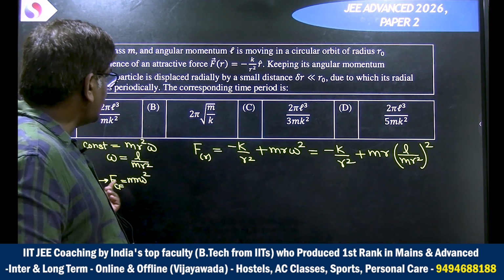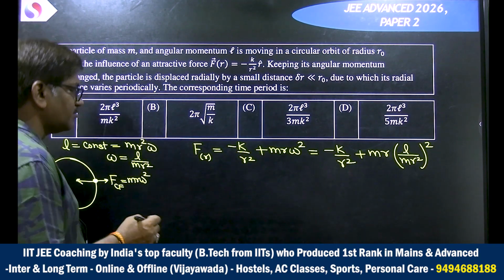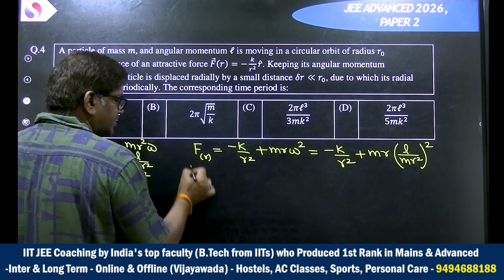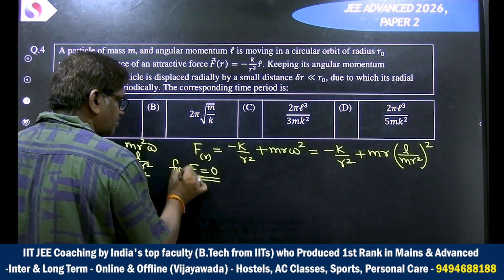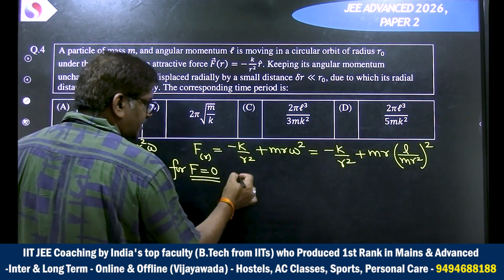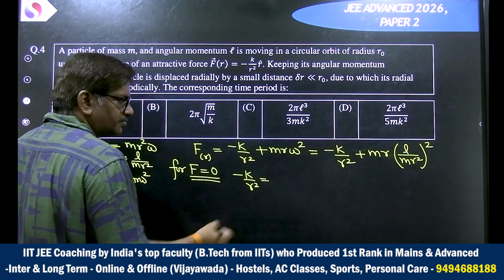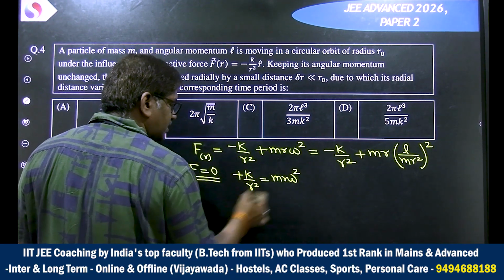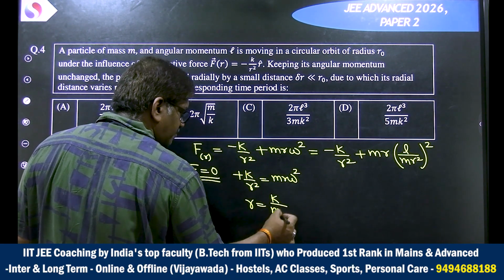Since for any oscillation, first we need to find out the mean position. For mean position, what you can do? Mean position is the position where the force is 0. So you can say where the force is equal to 0. For force equal to 0, you will get the value of r naught. That will be minus k by r square equals m r omega square. If I put it 0, it becomes plus, this r is equal to k by m omega square.